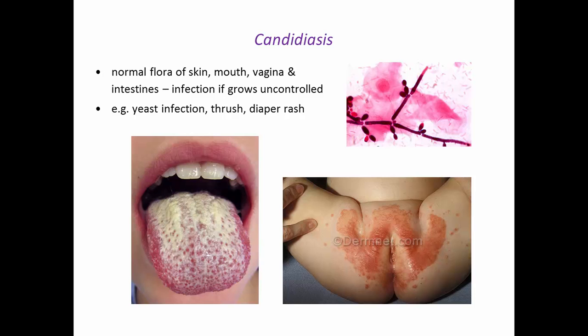And often happens if we disturb the normal flora of the skin, mouth, vagina, and intestines, which often occurs when taking antibiotics. And so we get rid of our normal bacteria, and then other fungus invades. So that's what causes vaginal yeast infections. This on the left here is thrush.